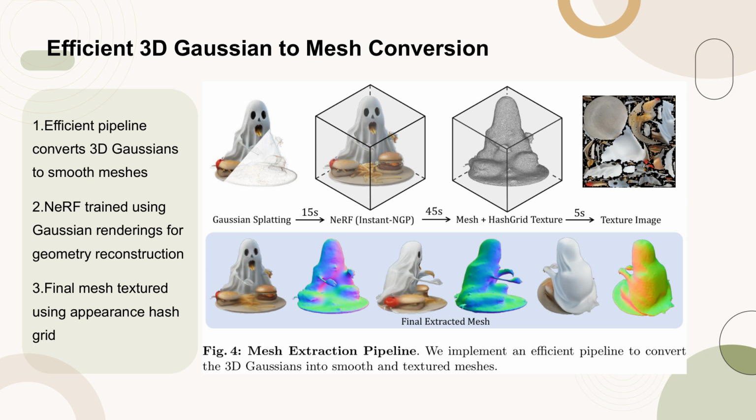Specifically, 2 hash grids are trained to reconstruct the geometry and appearance from Gaussian renderings. Marching cubes is applied to extract a coarse mesh, which is iteratively refined together with the appearance hash grid using differentiable rendering. Finally, the appearance field is baked onto the refined mesh to extract texture images. This entire process is designed to be efficient, taking only about 1 minute to complete.